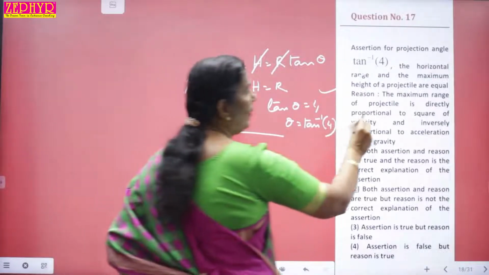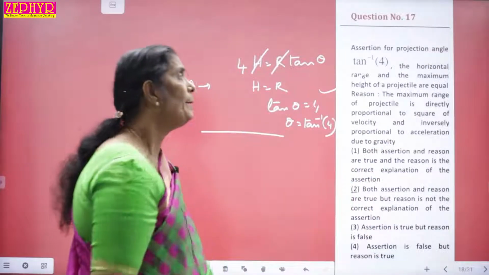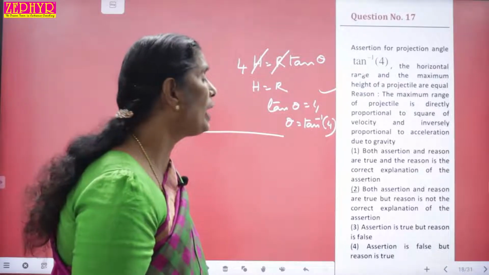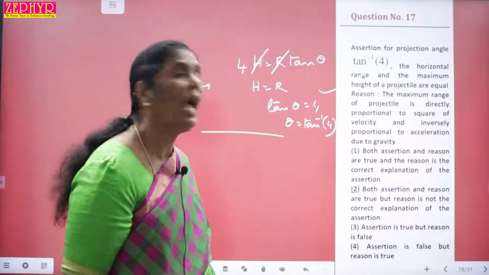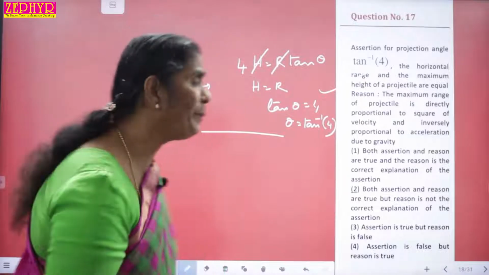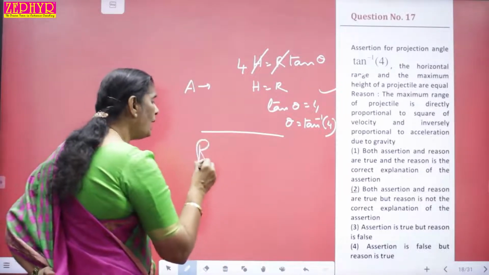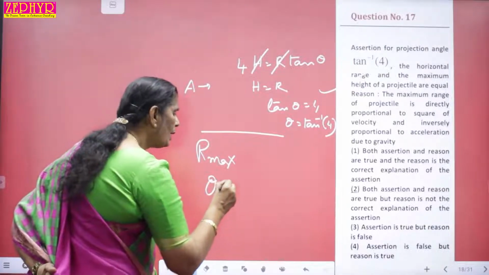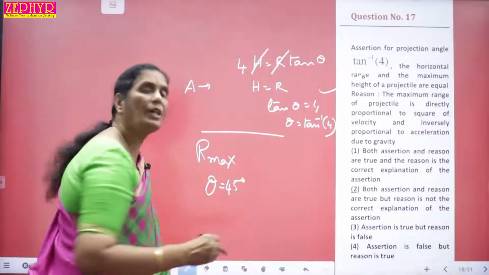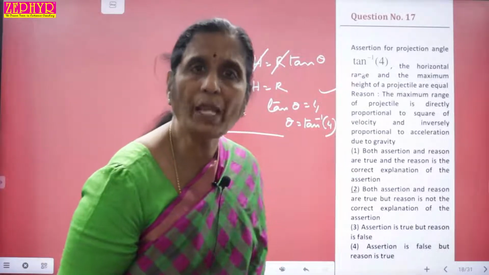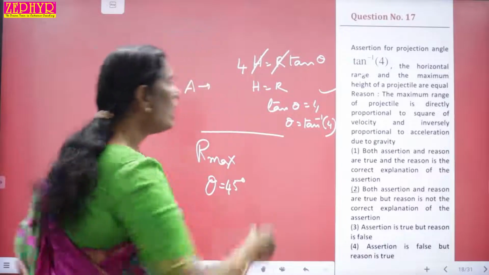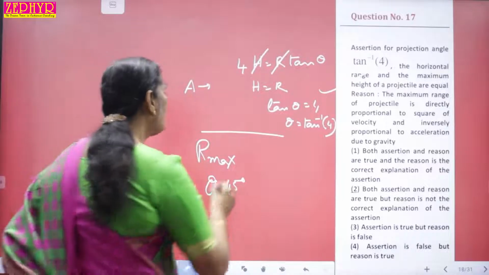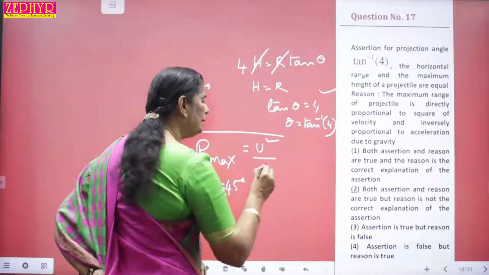Next, he says the maximum range of a projectile is directly proportional to the square of the velocity and inversely proportional to the acceleration due to gravity. What is he talking about? R maximum, when theta is 45. He is talking about 45 only, not about my angle. My angle is theta equal to tan inverse 4. R maximum is U square by G. Correct.